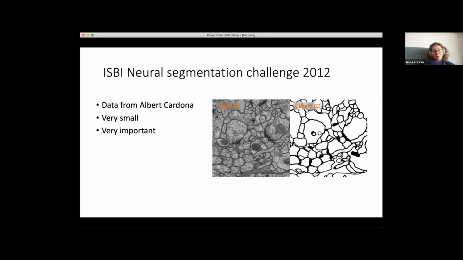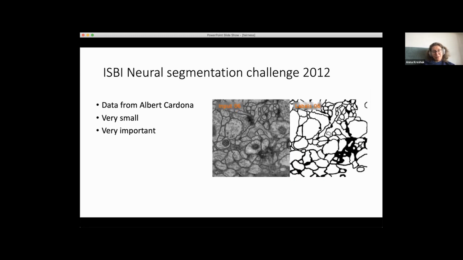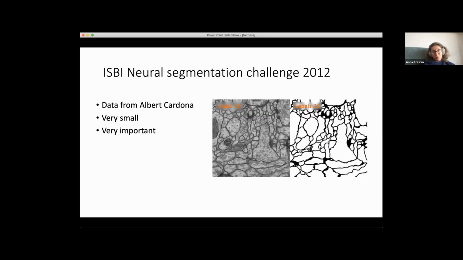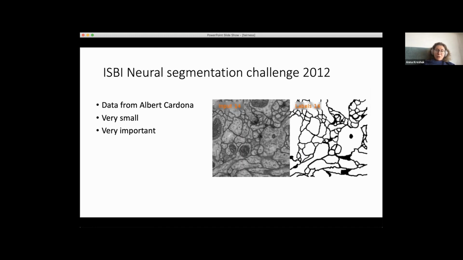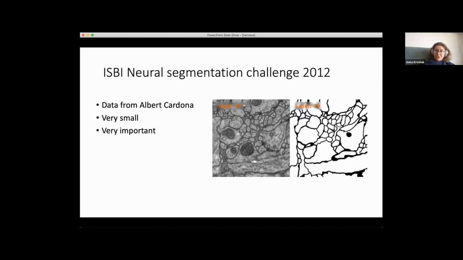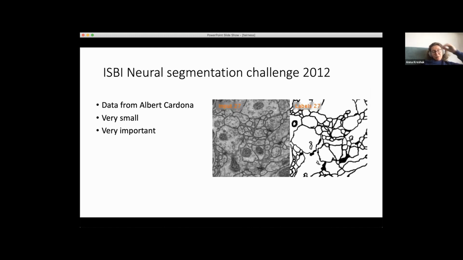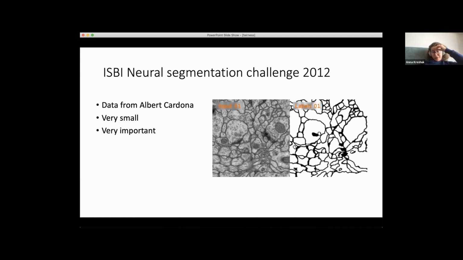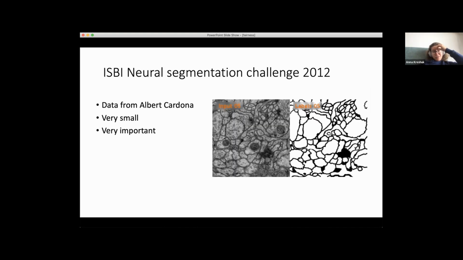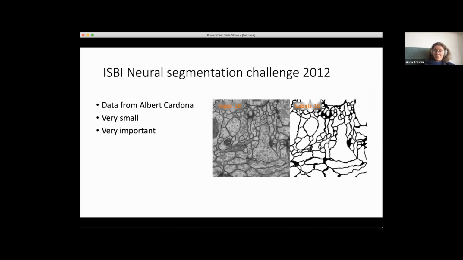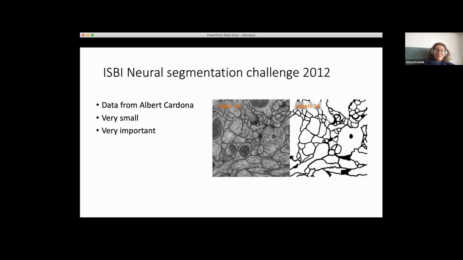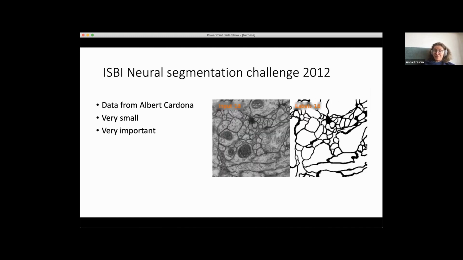The one benchmark I wanted to point out to you, because this has really led to the emergence of the field where I did my postdoc, is the so-called ISBI 2012 Neuron Segmentation Challenge. It's very famous in the connectomics field. This data was provided by Albert Cardona, a very successful neuroscientist, who still considers the contribution of this data set one of his biggest contributions to science. It's very small, and it turned out to be very important.